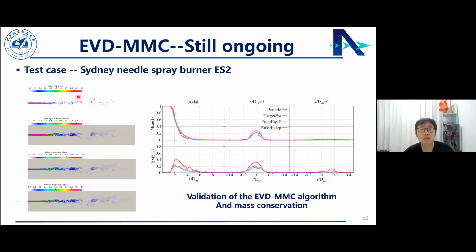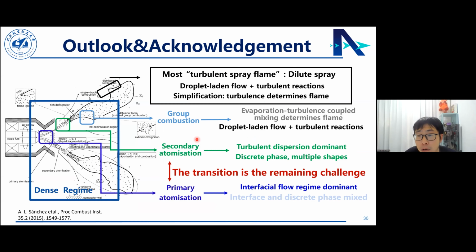And this is the outlook and acknowledgement. We will continue from the first several pages here, where I introduced the current issues. Three issues that I mentioned are group combustion, evaporation-turbulence coupled mixing, and determined flame.